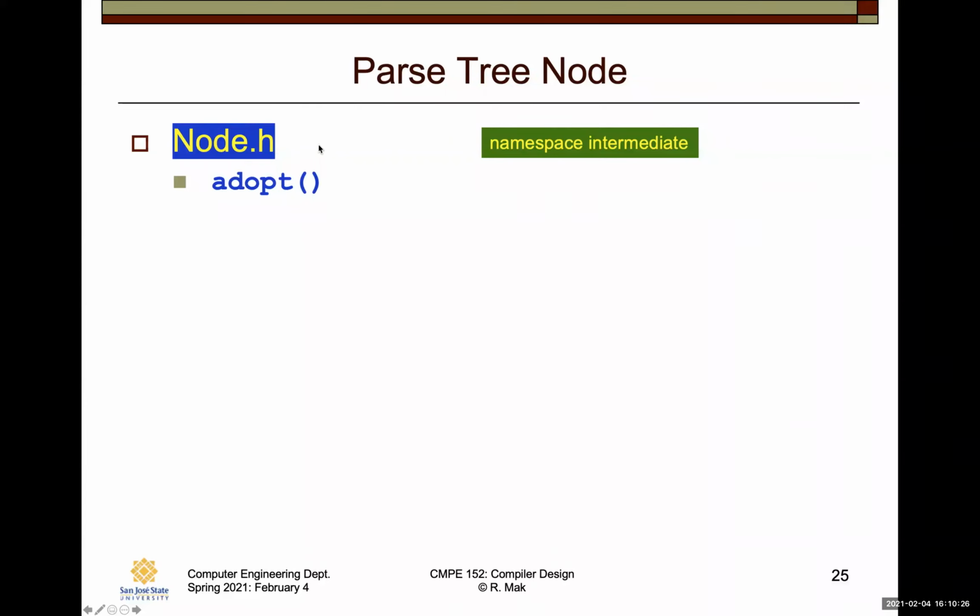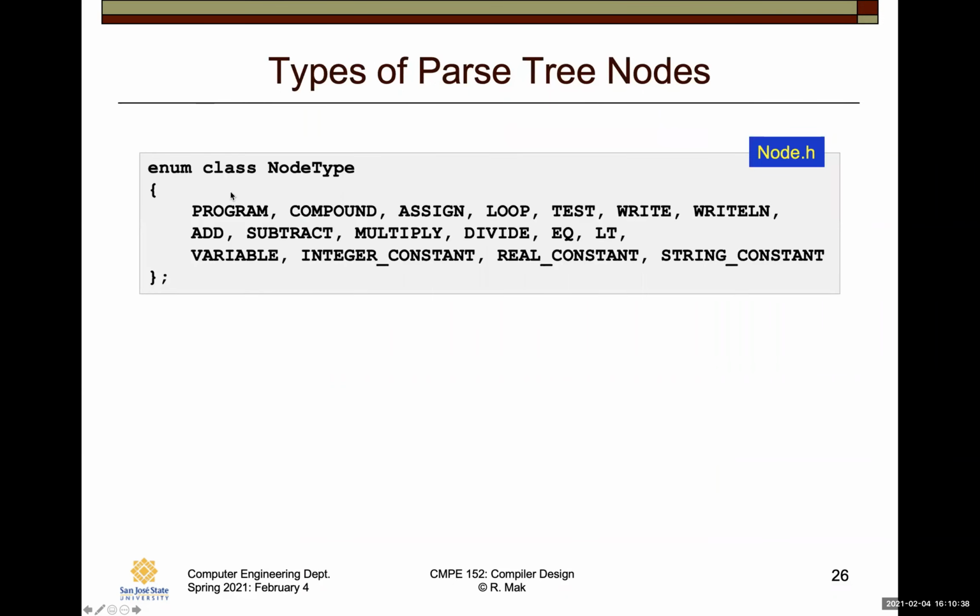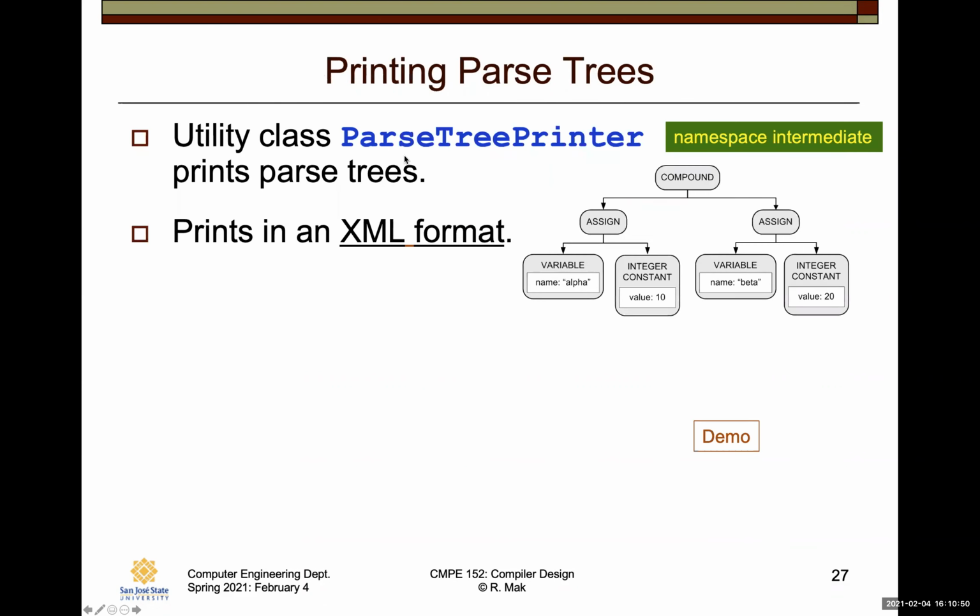All right, so now we have to take a look at some other classes. Now the parse tree lives in the intermediate tier, and so now we're looking at namespace intermediate, and you can see that there are various node types. There's program node, compound node, add node, subtract node. You've already seen some of these nodes in the trees that I've shown you. And if I'm going to build a tree, then I want to be able to print out the tree so that I can make sure that my parser is doing the right thing.